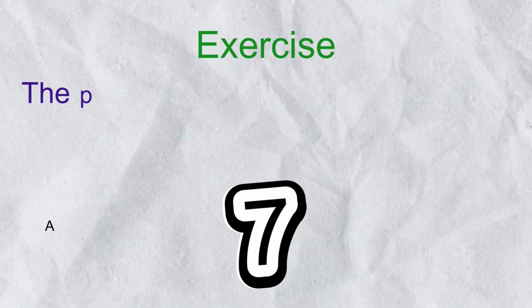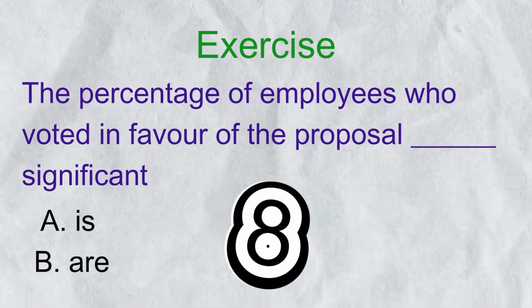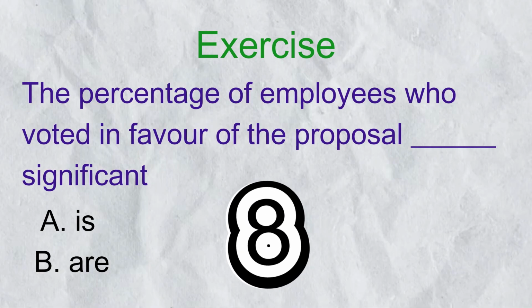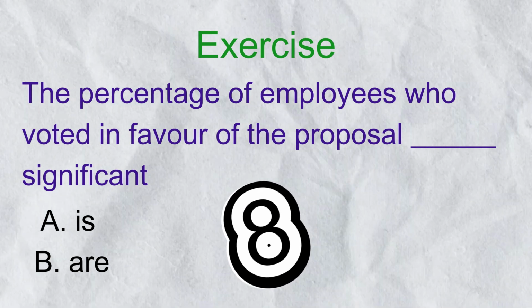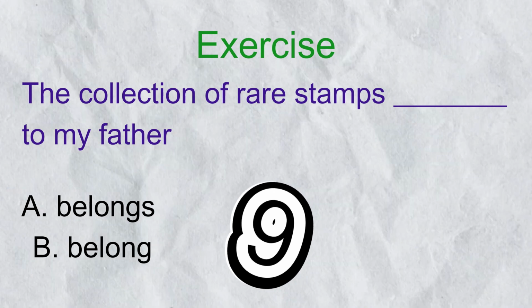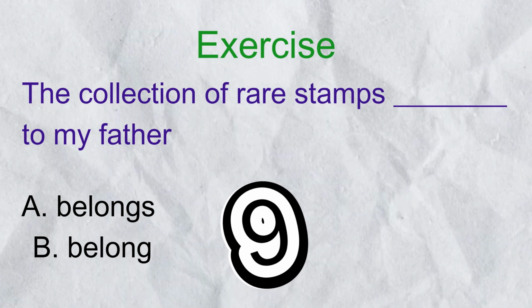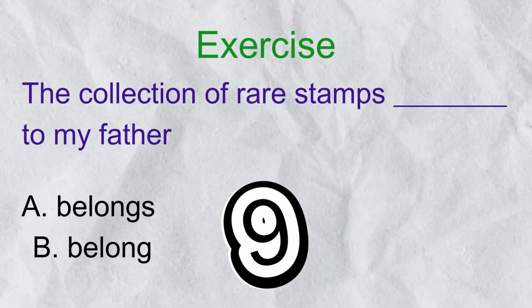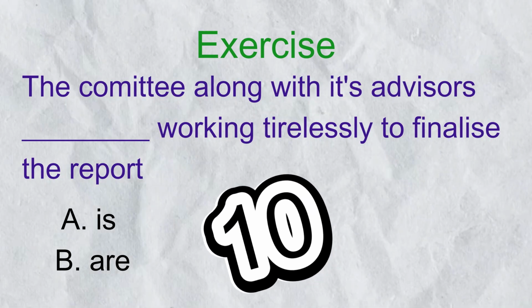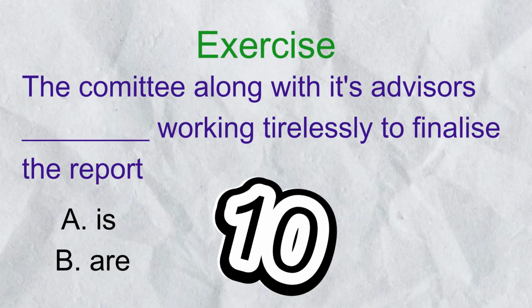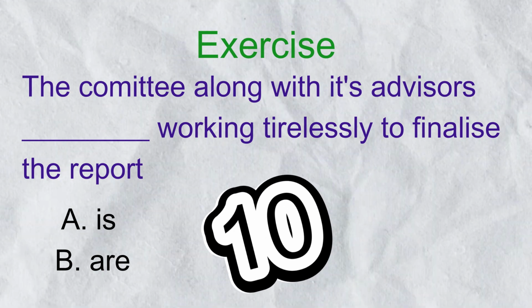Number 8: The percentage of employees who voted in favor of the proposal dash significant. The verbs in the bracket are is and are. Number 9: The collection of rare stamps dash to my grandfather. The verbs in the bracket are belongs and belong. Number 10: The committee, along with its advisors, dash working tirelessly to finalize the report. The verbs in the bracket are is and are.